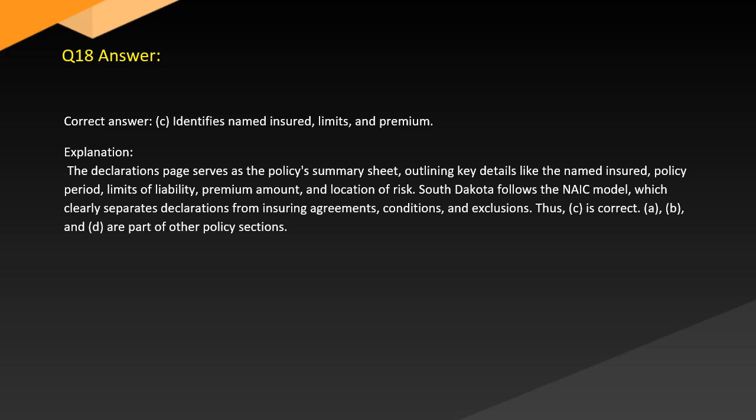Answer. Correct answer: C. Identifies named insured, limits, and premium. Explanation: The declarations page serves as the policy summary sheet outlining key details like the named insured, policy period, limits of liability, premium amount, and location of risk. South Dakota follows the NAIC model, which clearly separates declarations from insuring agreements, conditions, and exclusions. Thus, C is correct. A, B, and D are part of other policy sections.